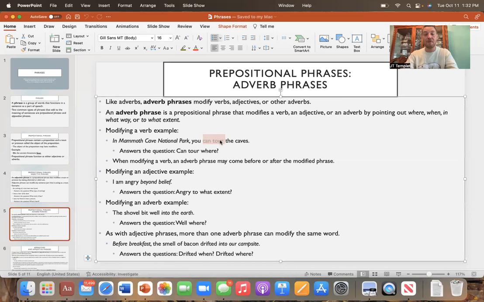Can tour is our verb. Where can I do it? In Mammoth Cave National Park. When modifying a verb, an adverb phrase can come before or after the verb being modified.